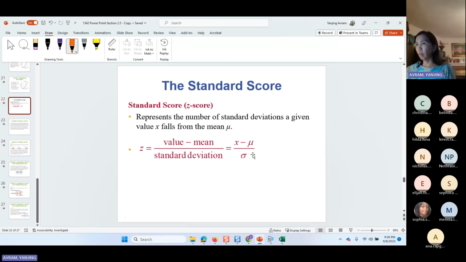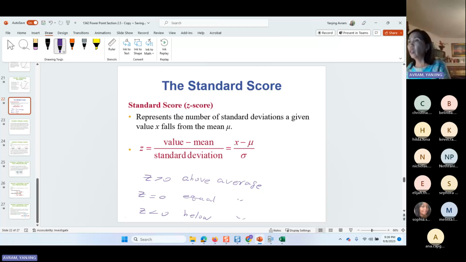If your z-score is greater than 0, that means it is above average. If you have a z-score equal to 0, that means you are equal to the average. If your z-score is less than 0, that means this is below average. So using the z-score, we can very easily identify whether the data is below or above average.